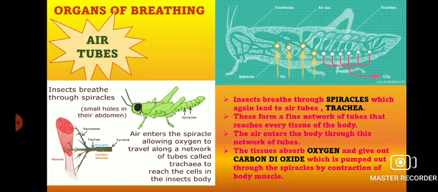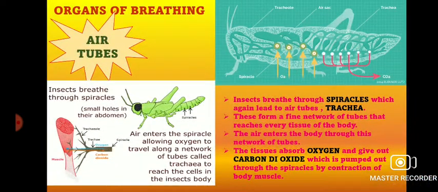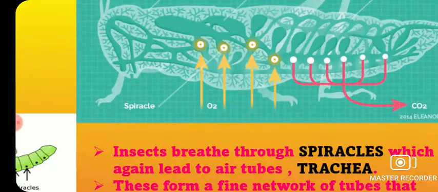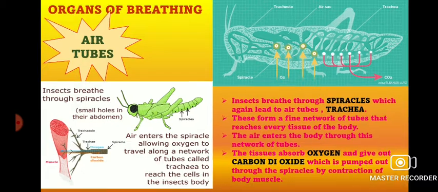So just a recap of the entire system: oxygen is entering through the body, through the trachea, then the tracheoles, and then migrates to the whole part of the body. And here is the network of tissues, and carbon dioxide also comes out, and it goes out of the body through the spiracles only, through these holes only. And these holes are present on the sides of the insect body.